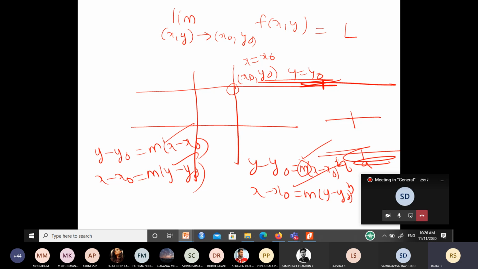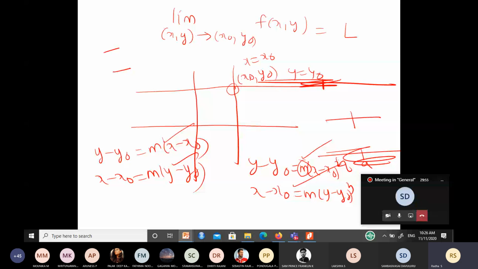So whenever limit exists, it is not easy to say that limit exists. But whenever limit does not exist, it is easy. Even among two different curves, if you are getting two different limit values, you can conclude limit does not exist. But suppose if you want to prove that limit exists, you need to prove through all infinitely many curves.